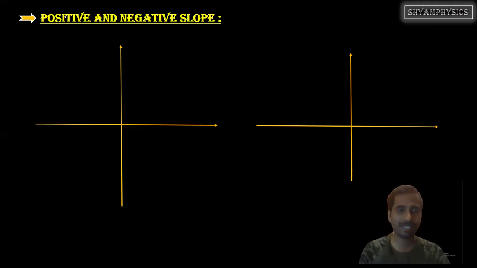Positive slope and negative slope. Think it over. Correct now? It is over. Done. We'll practice one example.